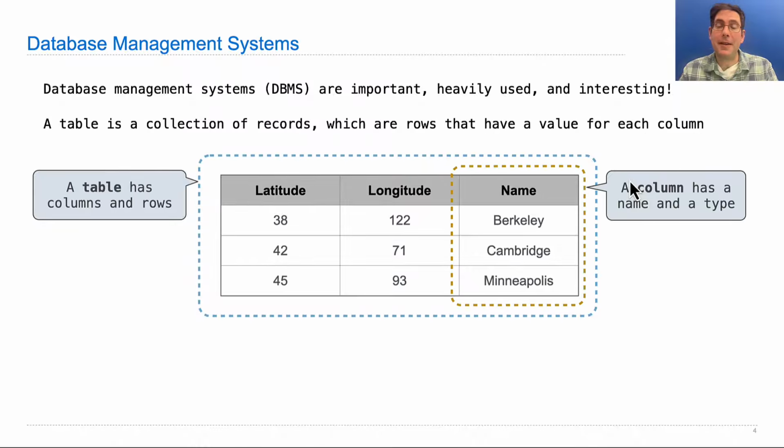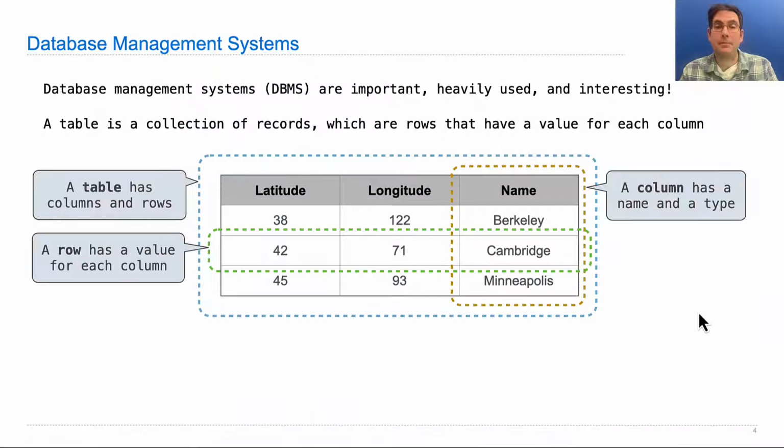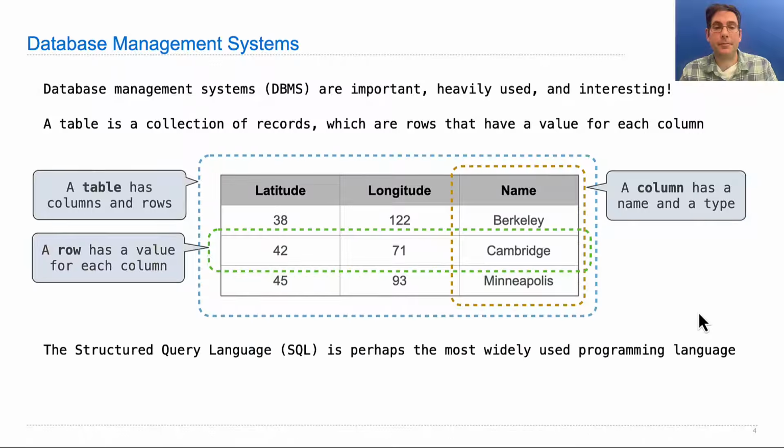A column has a name. It also has a type. So all of these are strings, all of these are numbers, and all of these are numbers. But if you look across a row, there are values of different types. And a row is just a value for each column in the table.